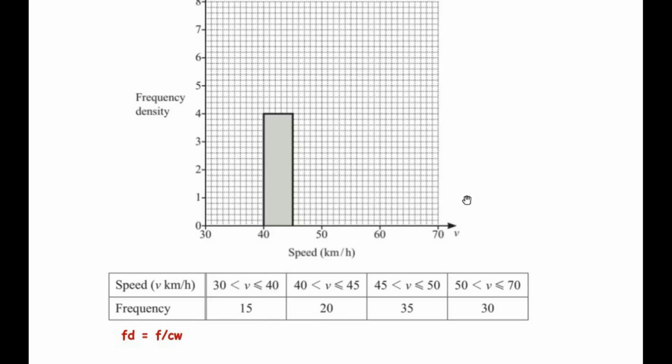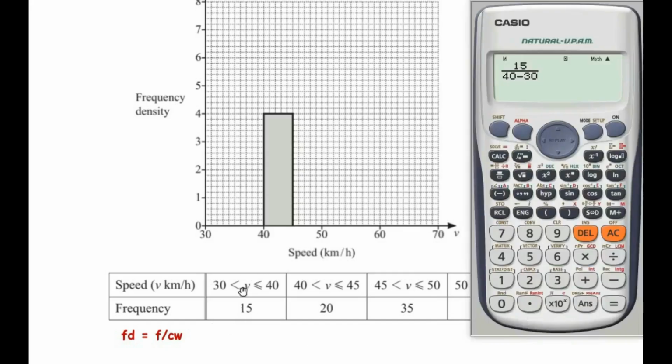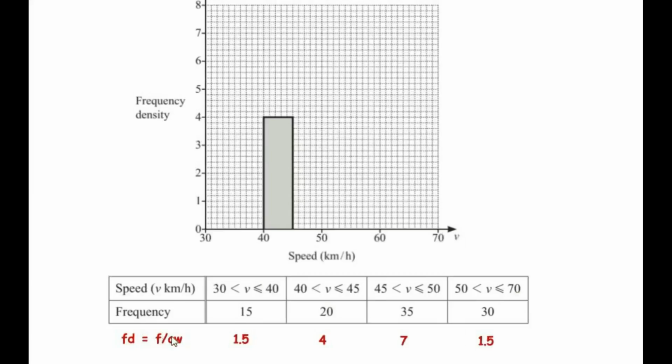So for the first one, let me show it over here on the calculator. The frequency density for the first interval is going to be the frequency, which is 15, divided by the class width. The class width is going to be the upper limit, that is 40, minus the lower limit, that is 30. So this is going to give us the frequency density as 3 over 2, or in decimals it is going to be 1.5. Using the same formula, we have found out the frequency density of the second, third and fourth interval.